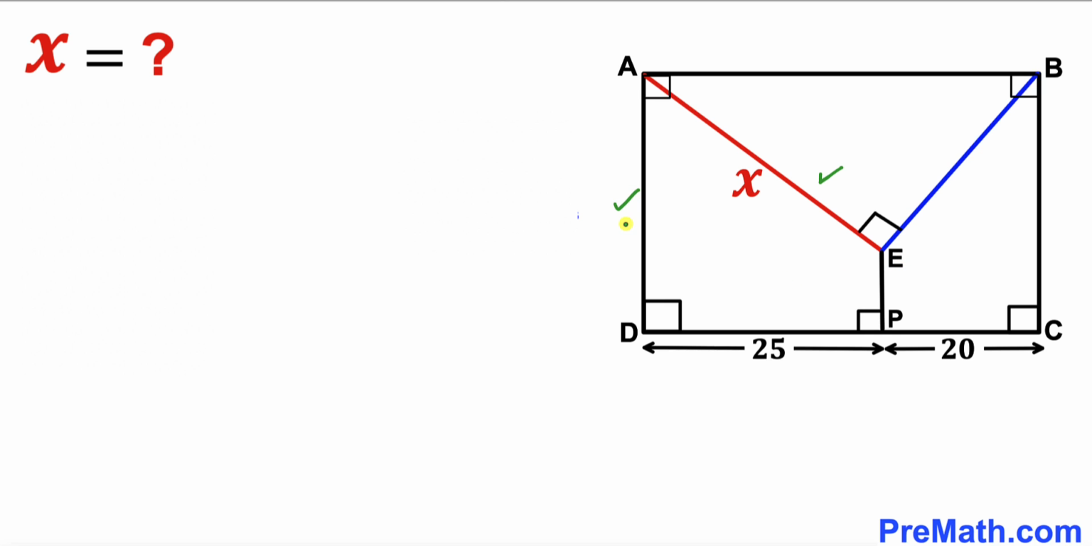In this video, we have this right triangle AEB fully confined in a rectangle ABCD, as you can see in this diagram, such that this horizontal segment AP is 25 units, whereas this segment PC is 20 units. Moreover, this segment AE is represented by x, and our task is to find the value of x. In other words, we are looking for the length AE.